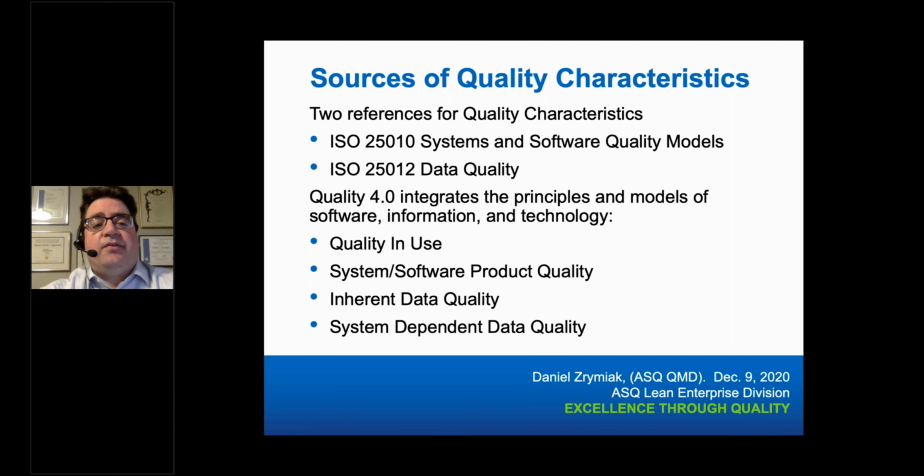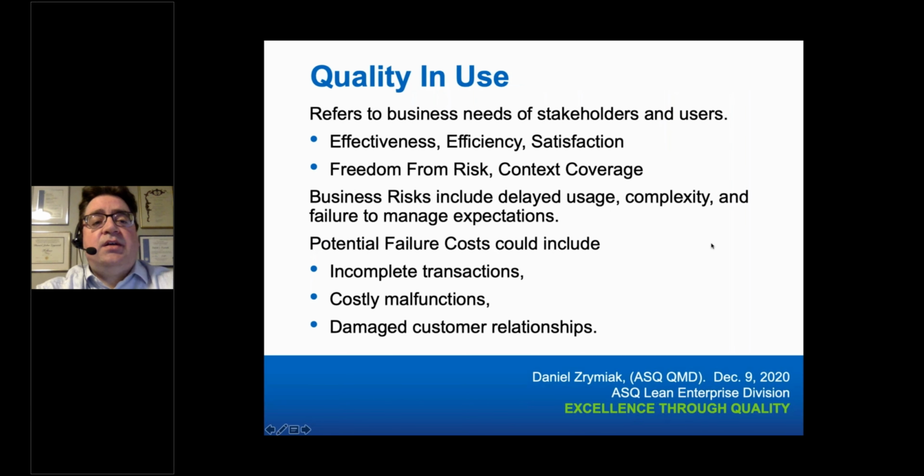So I can elaborate very quickly. Quality in use is the business needs. Why are they using the software? Some of the characteristics that they aspire to have are shown: effectiveness, efficiency, but also freedom from risks, and making sure that the software covers the necessary context. I won't elaborate on that so much, but really from a perspective of cost of quality, we're managing risks and we're managing potential failure costs.